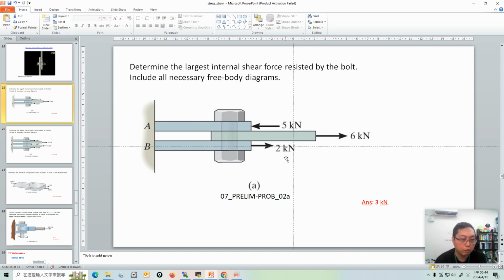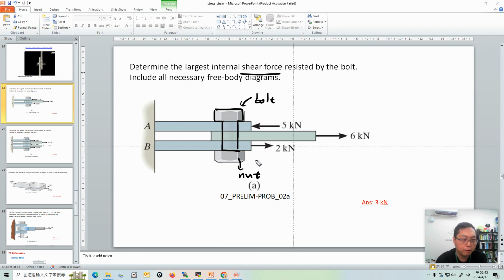In this picture, the bolt is here, and this is a nut. It says to determine the largest internal shear force resisted by the bolt. Like I said in the previous slide, the bolt will resist the shear force.